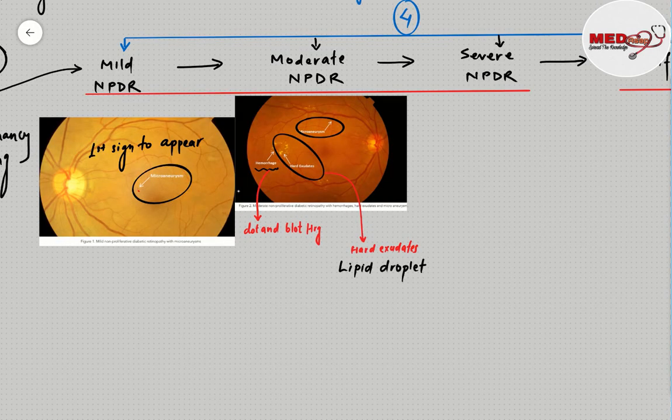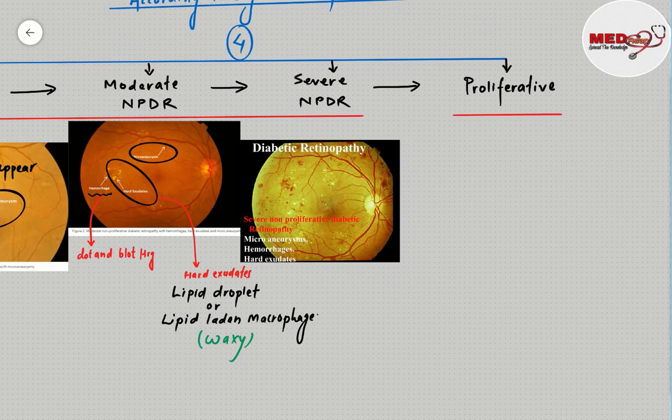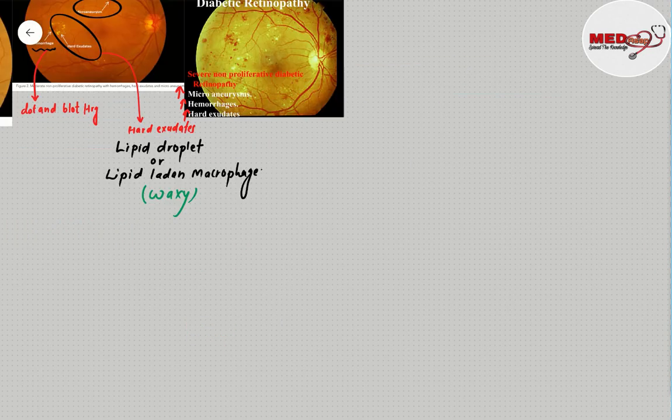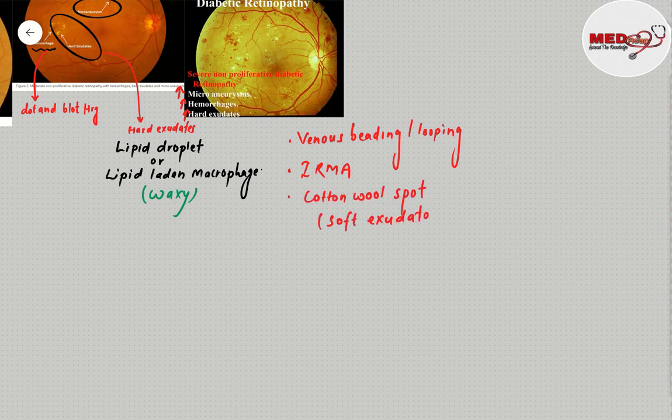These are basically lipid droplets or lipid-laden macrophages. Now even in severe non-proliferative stage, we can see all the signs in the previous stages, but their amount is increased. That is, more microaneurysms, more hemorrhages, and more hard exudates. Along with these signs, in severe non-proliferative retinopathy, we have some additional signs. They are venous beading or looping, intraretinal microvascular abnormalities, and infarcted area seen as a whitish structure. They are known as cotton wool spots or soft exudates.